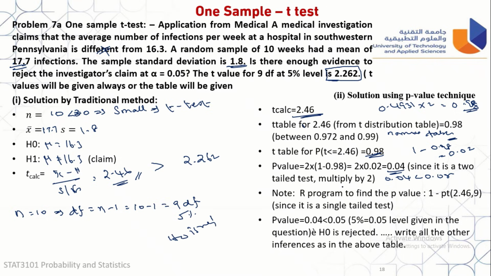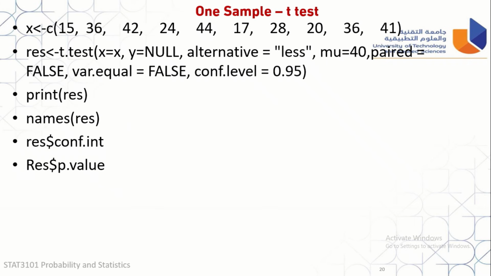And if you want to find the outcome, it is 1 minus pt of this value. Usually in R programming, we will be given the data instead of x bar and such values, because the objective of R programming is to deal with data. So they will give the x values, and we execute the t-test. How to execute the t-test?